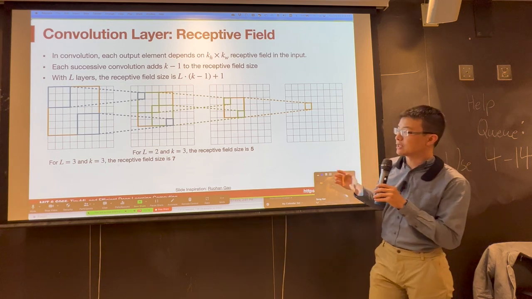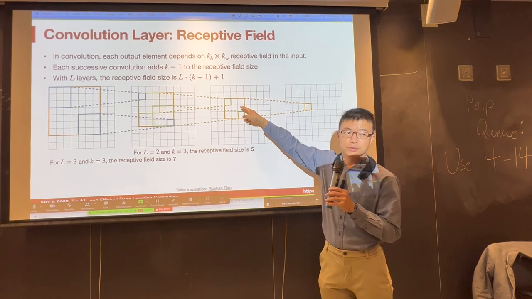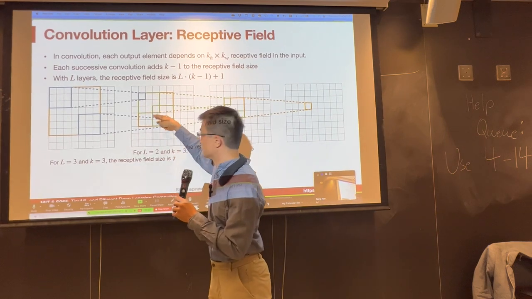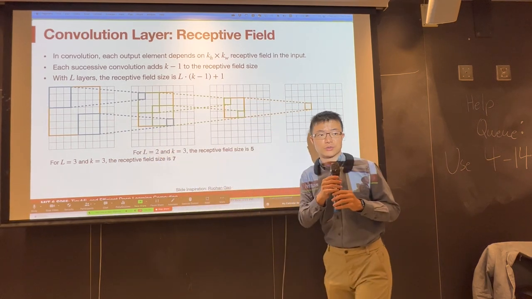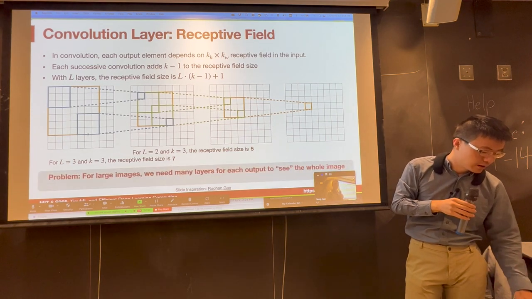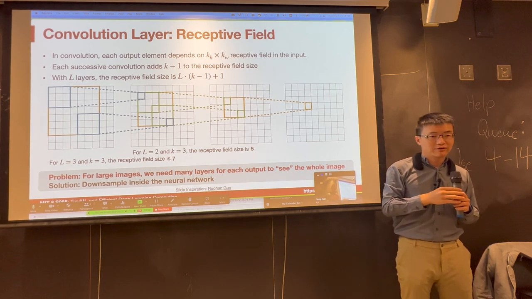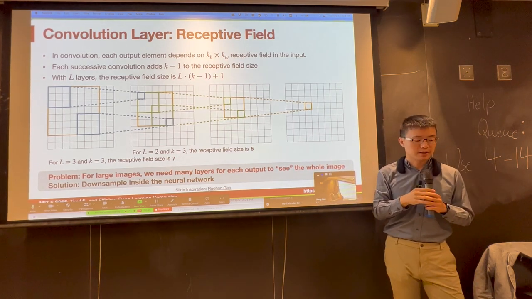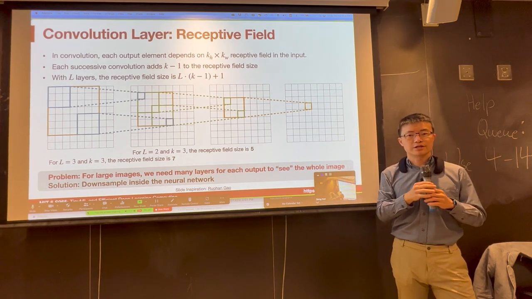So here is actually 7, right? Since we have 3x3 convolution, all these regions will impact the output of this pixel. For these two corners, all these regions will impact that. And all the way propagating back to the input, we have 3x3 pixels that will impact the output pixel. So the problem is that in order to have a large receptive field, we need many layers for each output to see the whole image. In this example, we need three layers in order to see a region of 7x7.